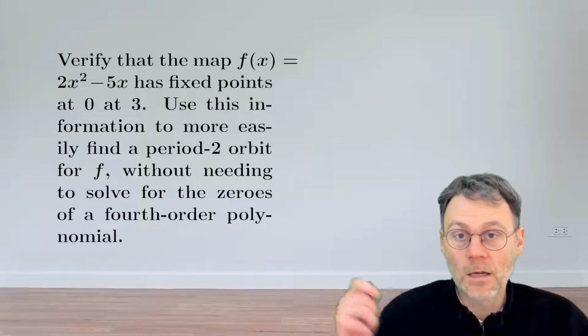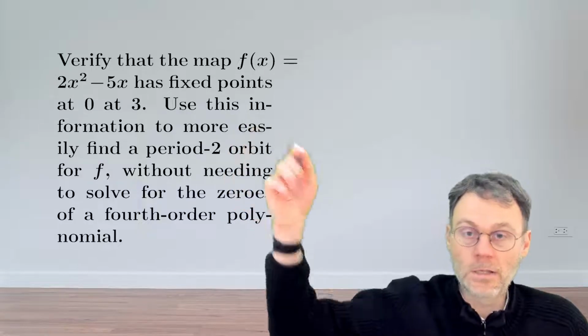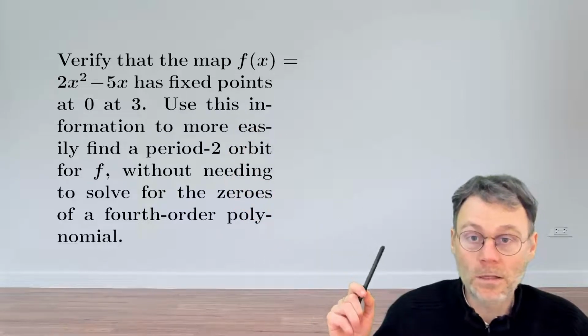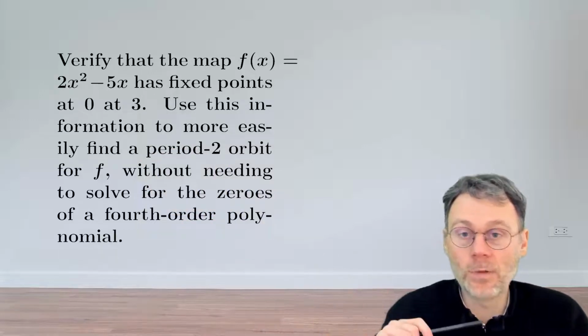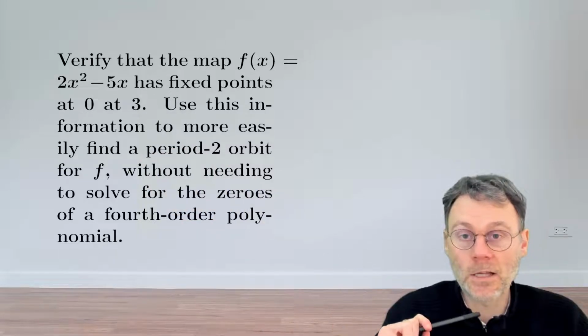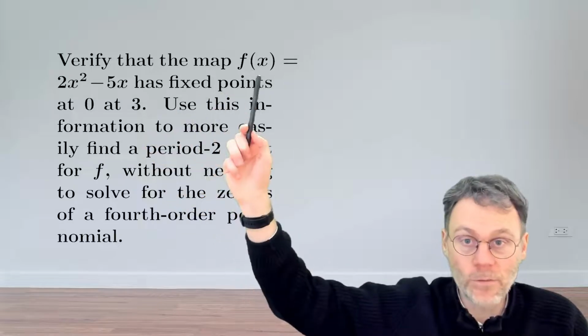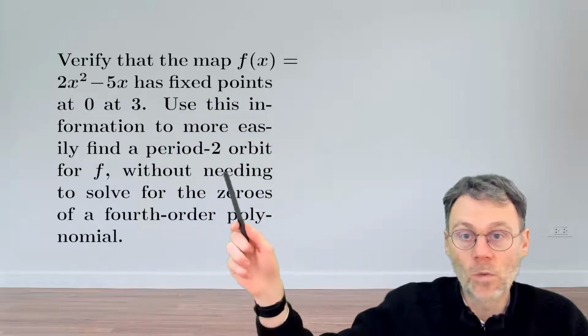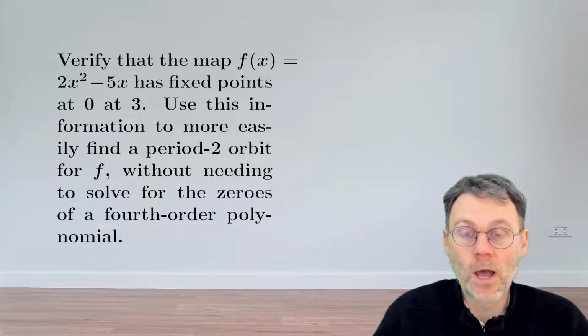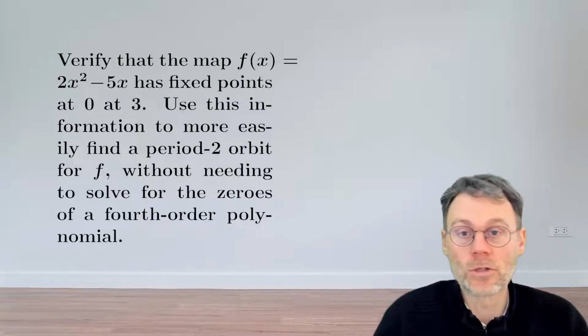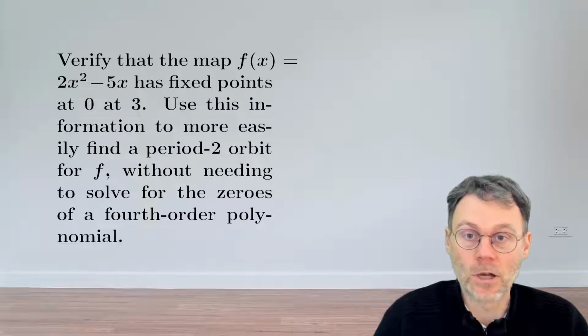In this exercise, you're given a map, f of x, and you're asked to verify that the fixed points of that map are 0 and 3. That's going to be easy, but the fun part of this exercise is using that information to help you figure out what the period 2 points are of that same map. So pause the video and see if you can indeed make use of that information to simplify your task.